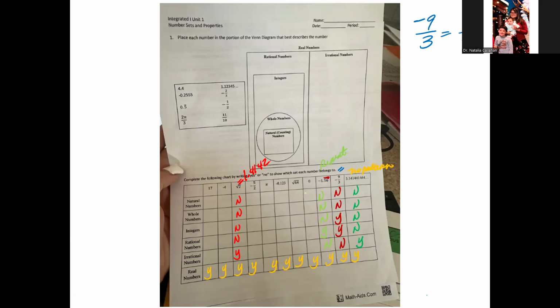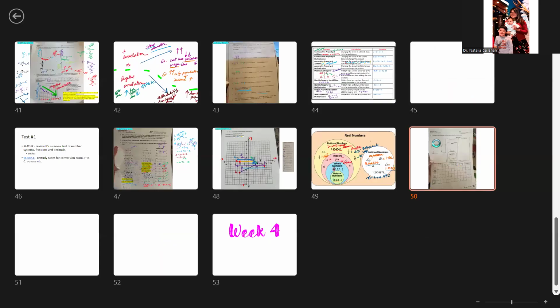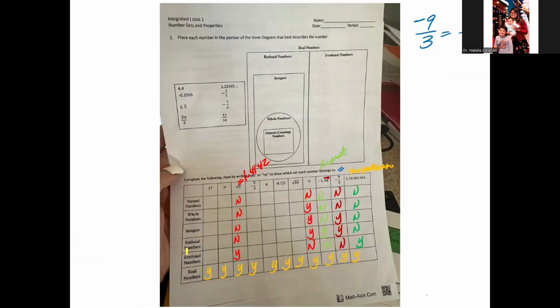So 0 is not a natural number, right? The 0 is a whole number, right? If it's a whole number, it's an integer. If it's an integer, it's a rational number, but it's not an irrational number. Because remember, if it's an irrational number here in yellow, it has to be opposite with the rational number in green. Do you see that? Because it can't be both. So these two have to be opposite. Do you understand? Okay, next one.